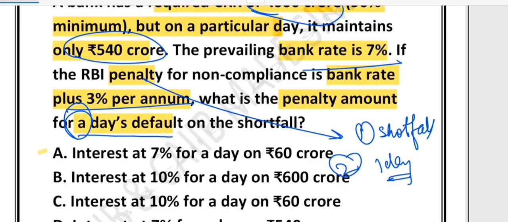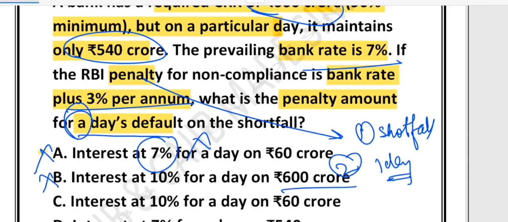option A says interest at 7% on 60 crore. What is option A saying? See, this is the wrong rate, right? Why? Because the penalty rate is bank rate plus 3%, so 7% is wrong. Option B says interest at 10% for a day on 600 crore. So again it is the wrong amount. Why? Because the penalty is charged only on the shortfall, not on the entire amount, right?